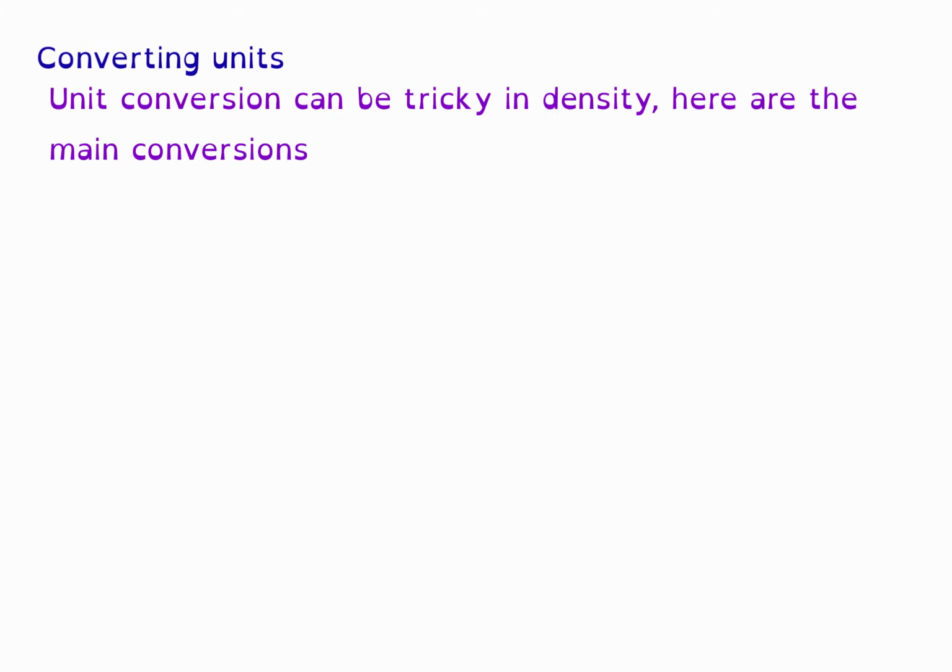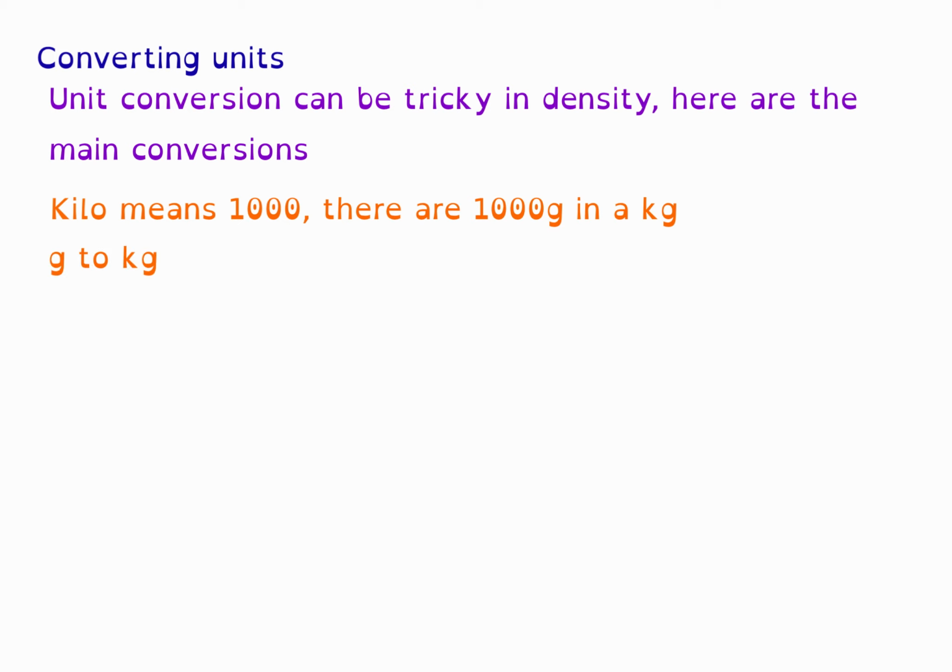Unit conversions can be tricky in density. Here are the main conversions. Kilo means 1,000. There are 1,000 grams in a kilogram. To convert from grams to kilograms, you need to divide by 1,000. And to convert from kilograms to grams, you need to times by 1,000.